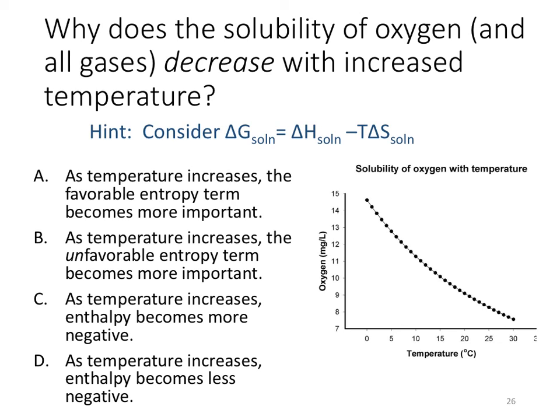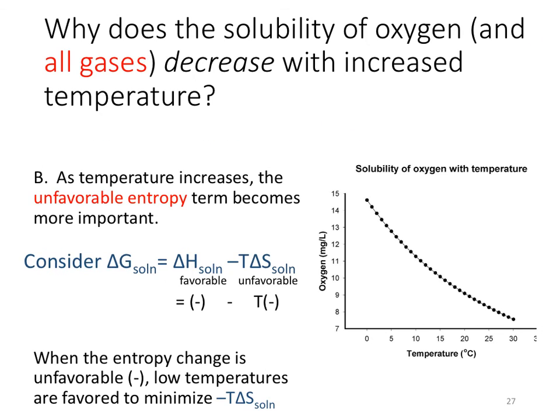All right, so here's a check on your knowledge. I would suggest pausing the video and reading the question and seeing what you think the answer is. If you guessed B was the answer, you are correct. As temperature increases, the unfavorable entropy term, remember we said entropy is negative always for gases, becomes even more important, which leads to a positive value for free energy.